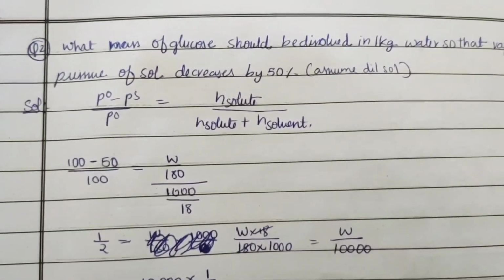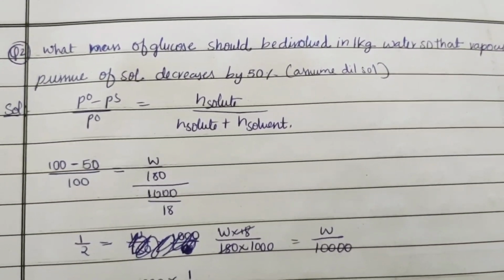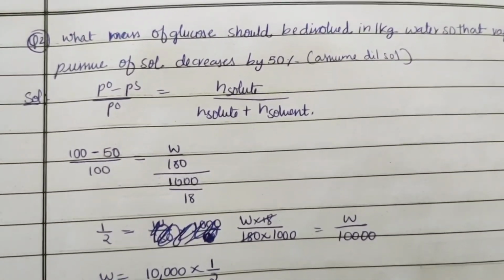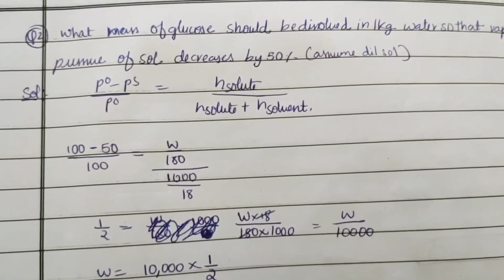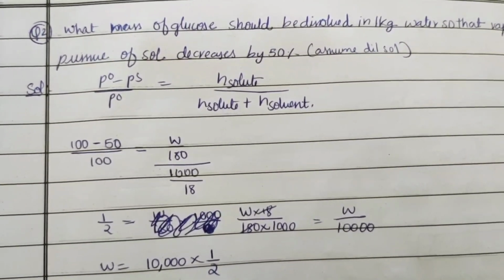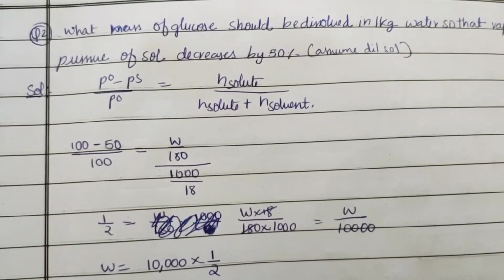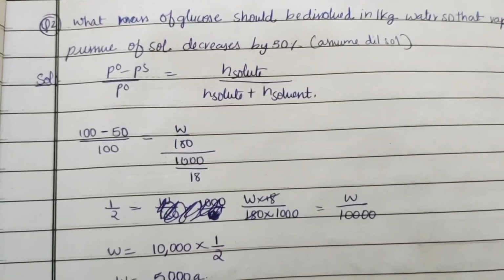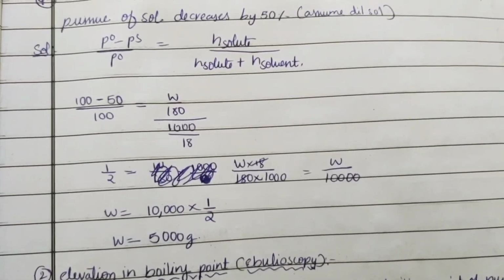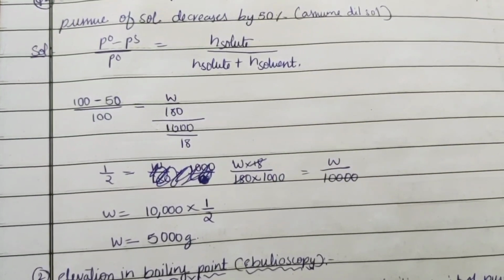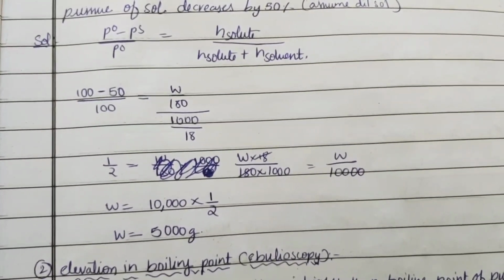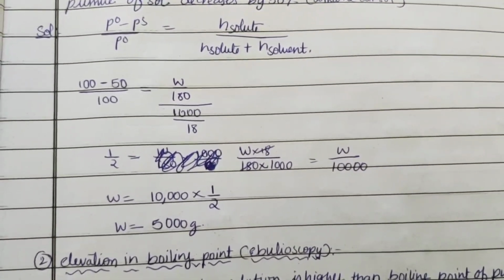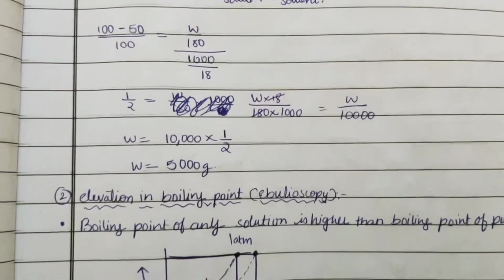Another example, what mass of glucose should be dissolved in 1 kg of water so that vapor pressure decreases by 50%? Assume dilute solution. So P naught minus PS by P naught equal to N solute by N solute plus N solvent. Then 100 minus 50 by 100 equal to weight by molecular mass. Molecular mass is 180 and here 1000 by 18. So 1 by 2 equal to W into 18 by 180 into 1000. So 1 by 2 equal to W by 10,000. Here W equal to 10,000 into half, that is 5,000 grams.